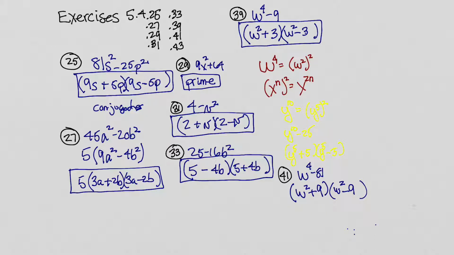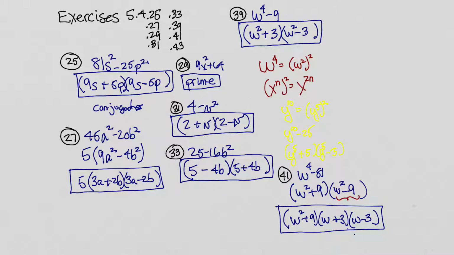Now look what we've got here. This is the sum of two squares. That does not factor anymore. That part is prime. But this one over here, I've got the difference of two squares. So this one here, we can factor again. Let's bring that w squared plus 9 down. Don't forget that one. And then let's factor this w squared minus 9. So how about w, 3 and 3, make 1 plus, 1 minus, and there is our complete factored form.